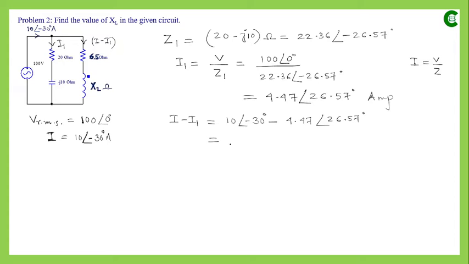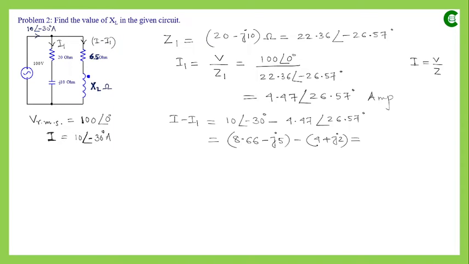Now since we are subtracting these two values, it will be easier for us if we convert them into rectangular form. So if we convert 10 ∠ -30 degree, then that will be 8.66 minus j5, and the other value will give us 4 plus j2. Now both the values are represented in rectangular form.